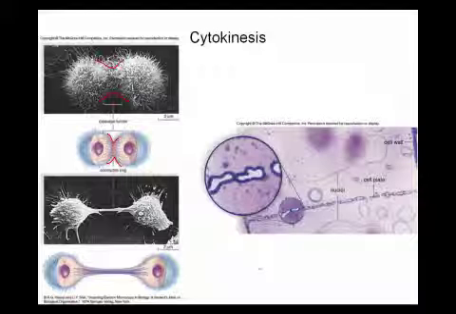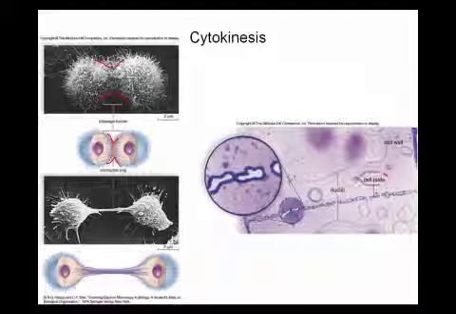And as we saw in that previous diagram, we have to reform the cell plate. This is a transmission electron micrograph of the cell plate or cell wall reforming in plant cells.